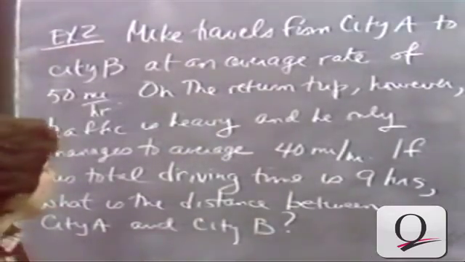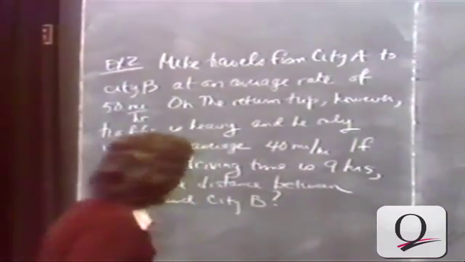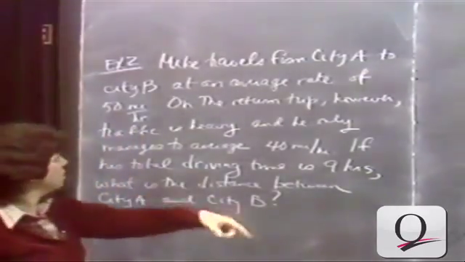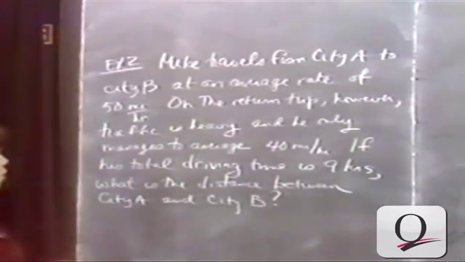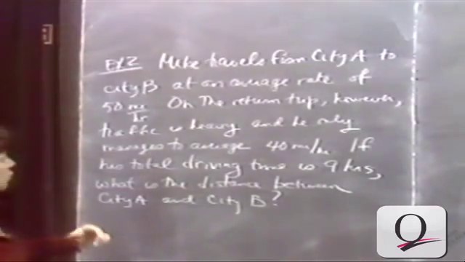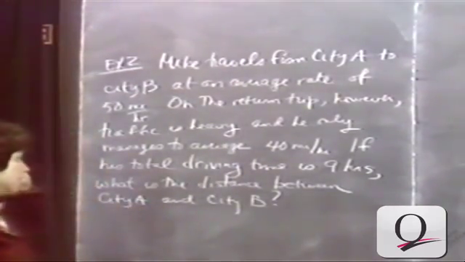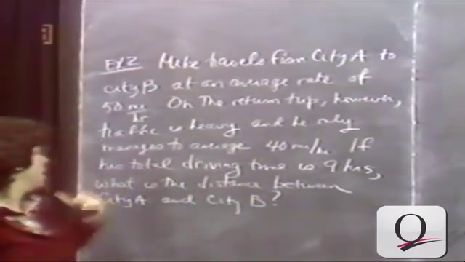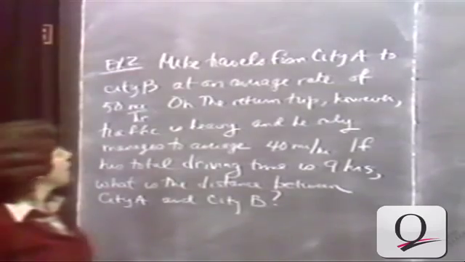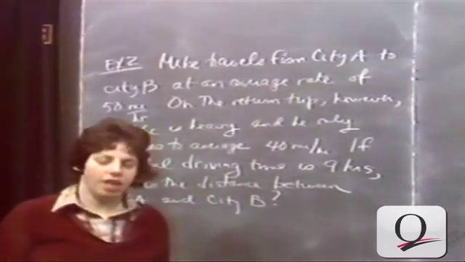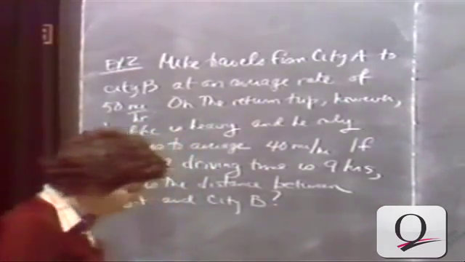Okay. Here we have a round trip problem. Mike is going to go from city A to city B, and then come back again from city B to city A. He goes traveling at 50 miles per hour, but on the trip back, traffic is heavy, and he only averages 40 miles per hour. We are told that the whole trip from A to B and back to A takes him 9 hours. We are interested in the distance between city A and city B.